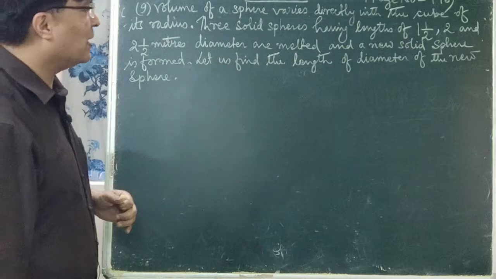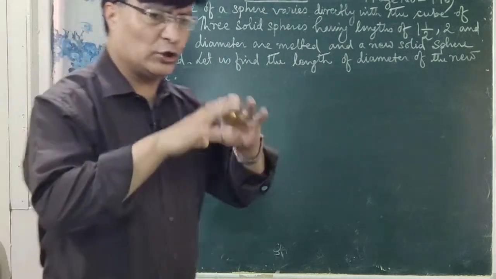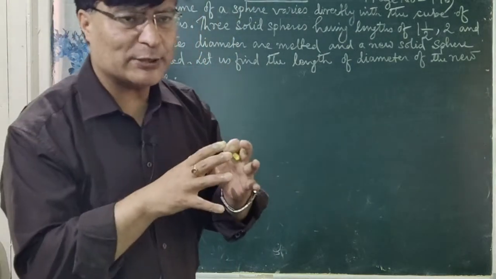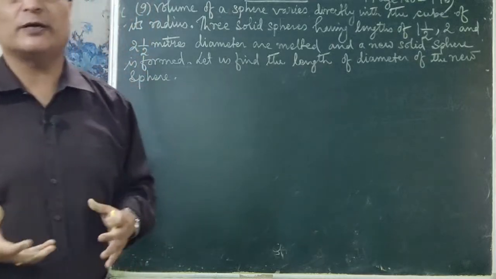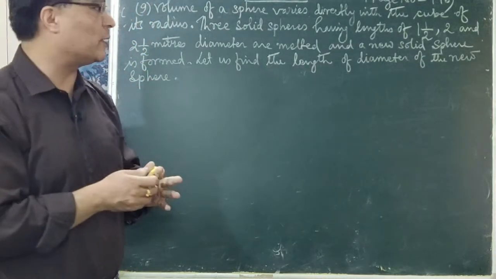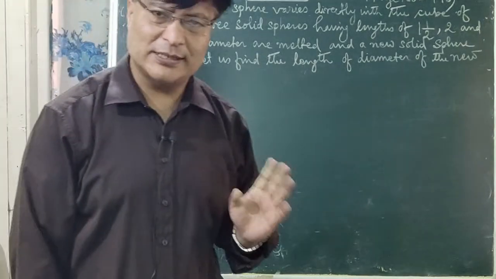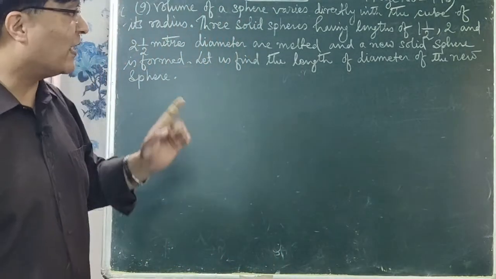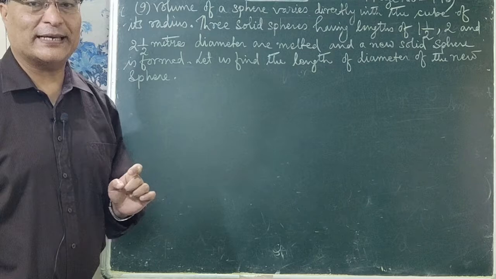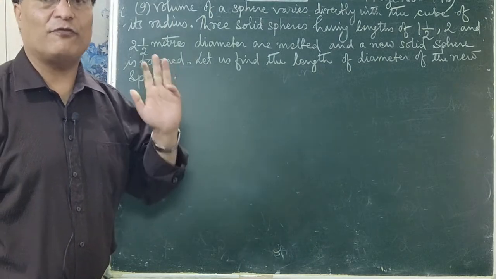So let us find out the length of the diameter of the new sphere. For the new sphere formed by melting these 3 spheres, we have to find out the diameter. Is that clear to all of you? You have to find out the diameter of that new solid sphere formed.